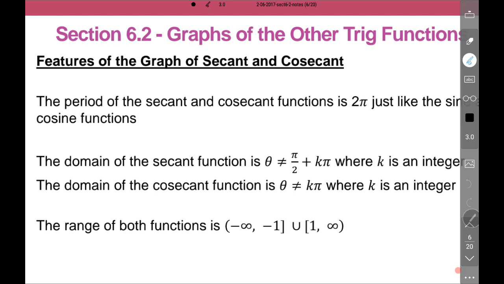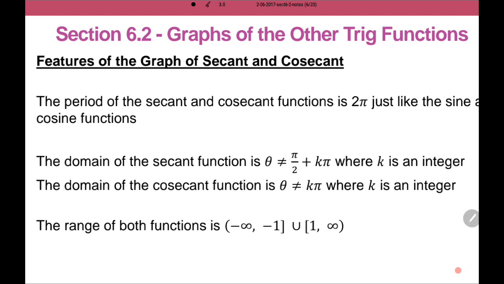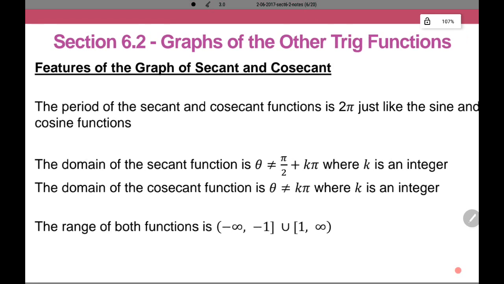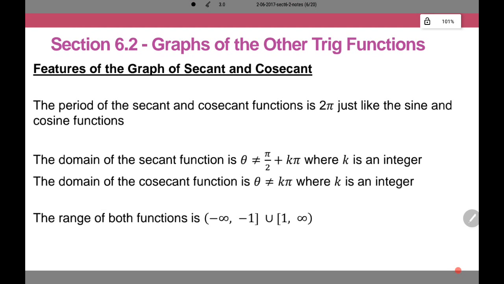Secant and cosecant work a lot like sine and cosine functions. On those they have the same period, except here's the problem. Again, secant is going to be 1 over the cosine, and wherever cosine is 0, I'm going to have an asymptote. So we've got vertical asymptotes. The other thing we could say is vertical asymptotes at theta equal to pi over 2 plus k pi. Cosecant is 1 over the sine.